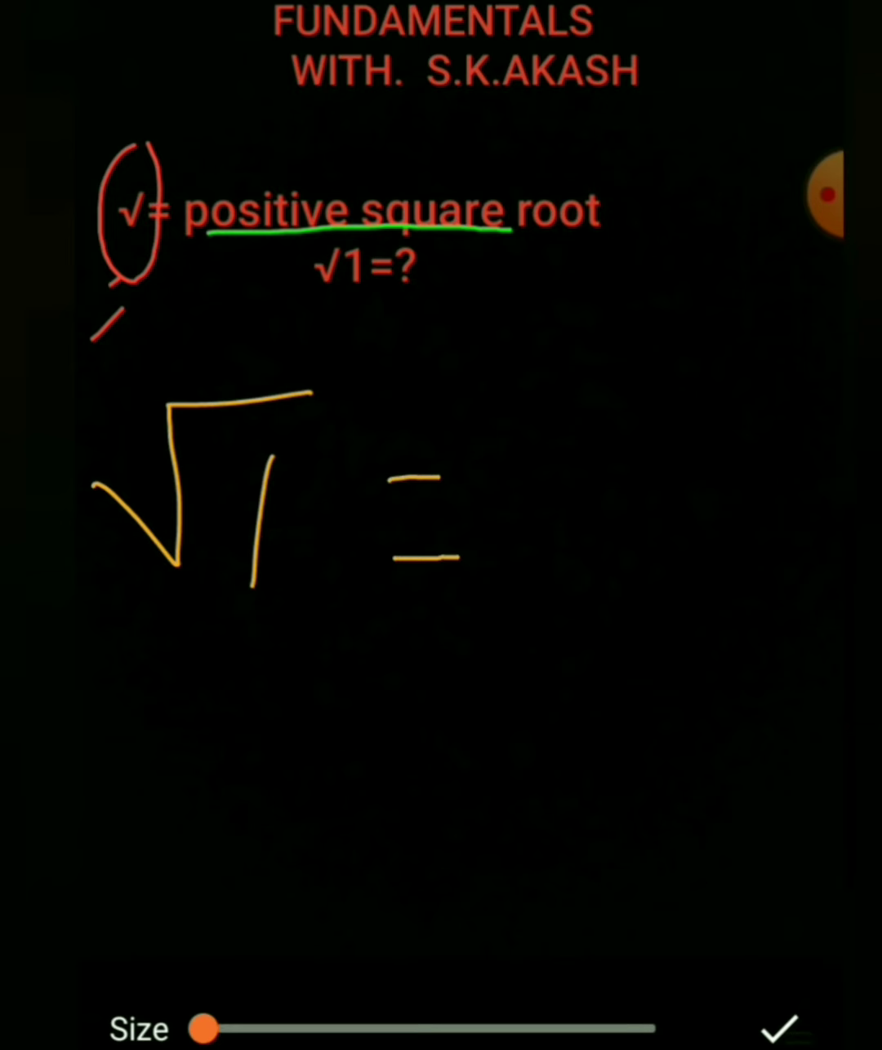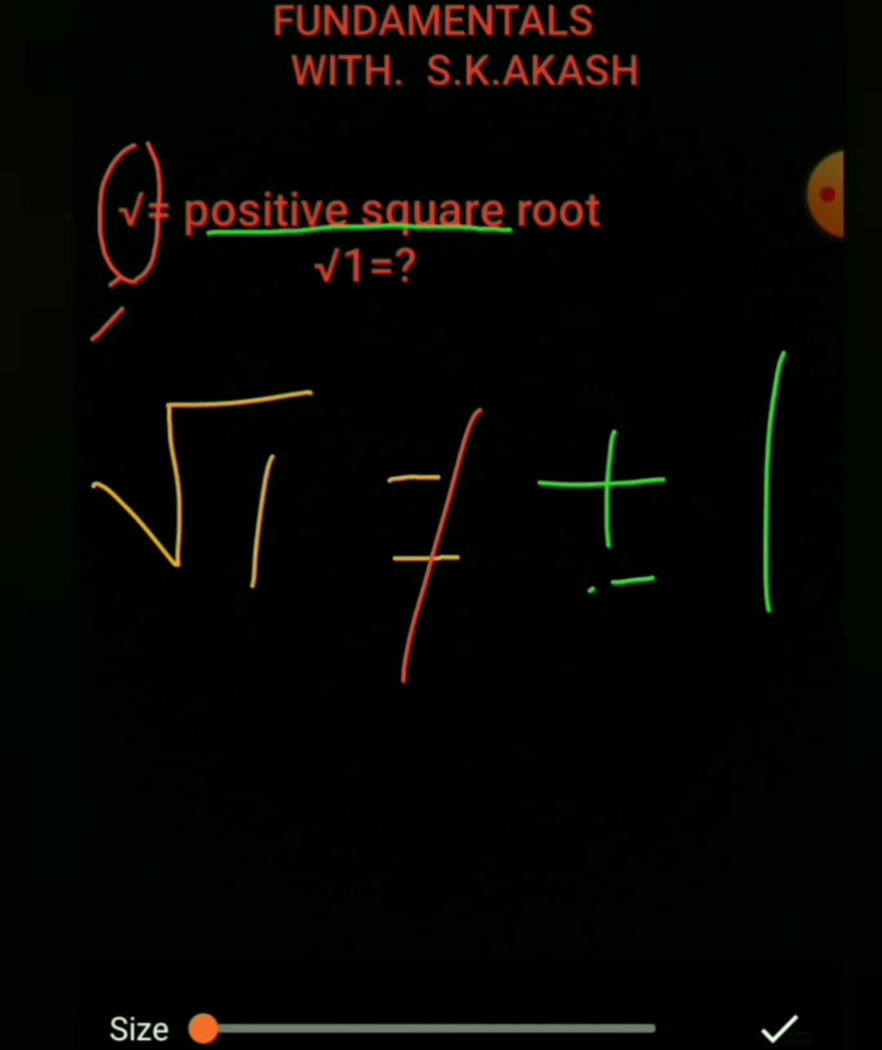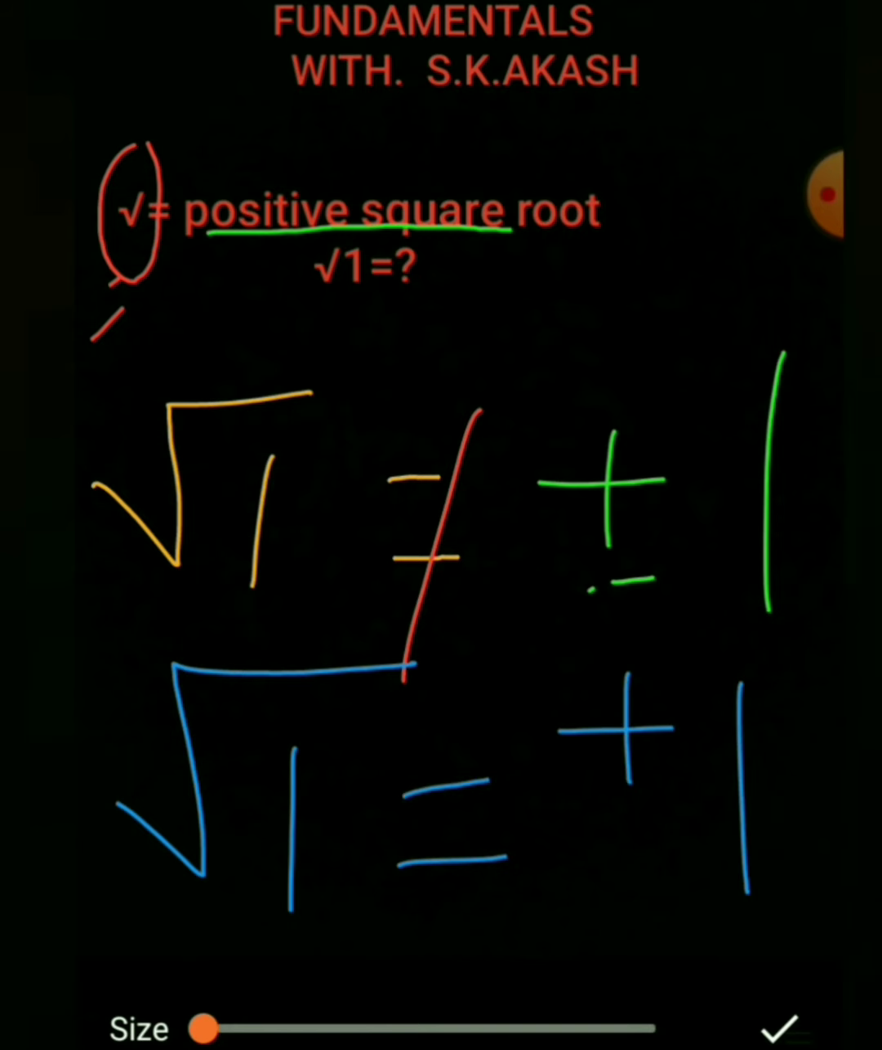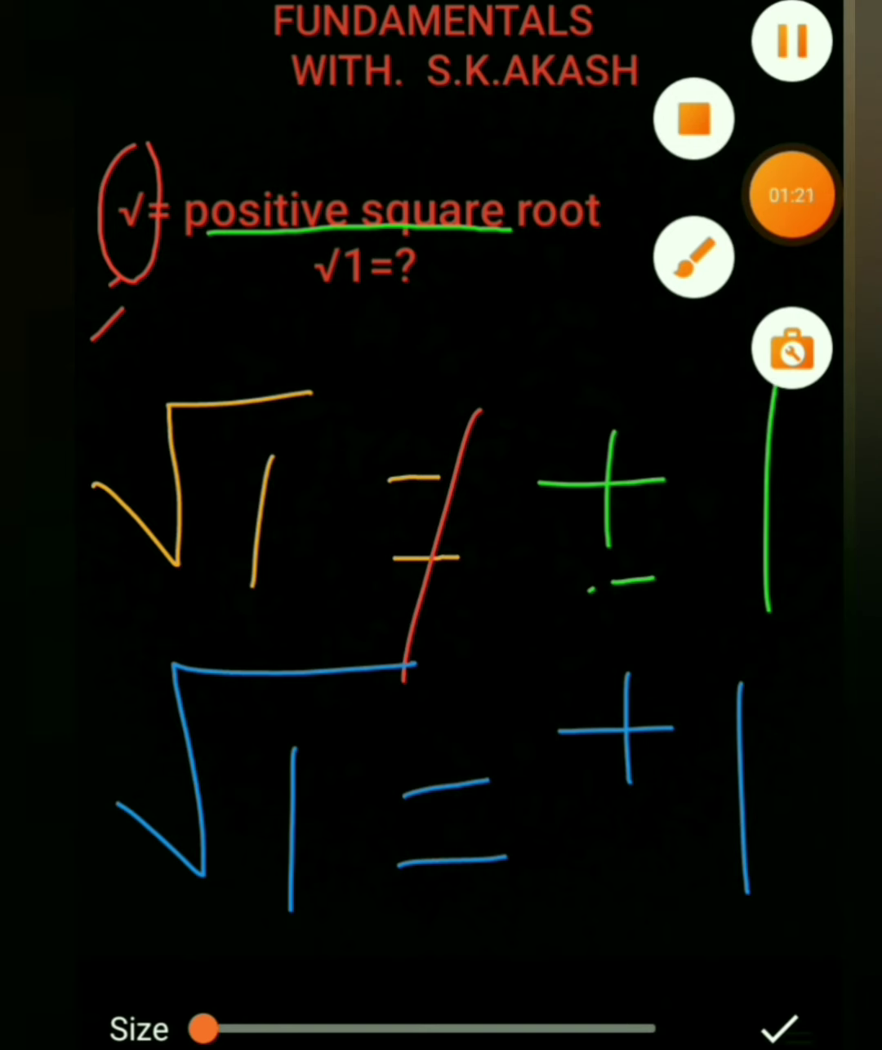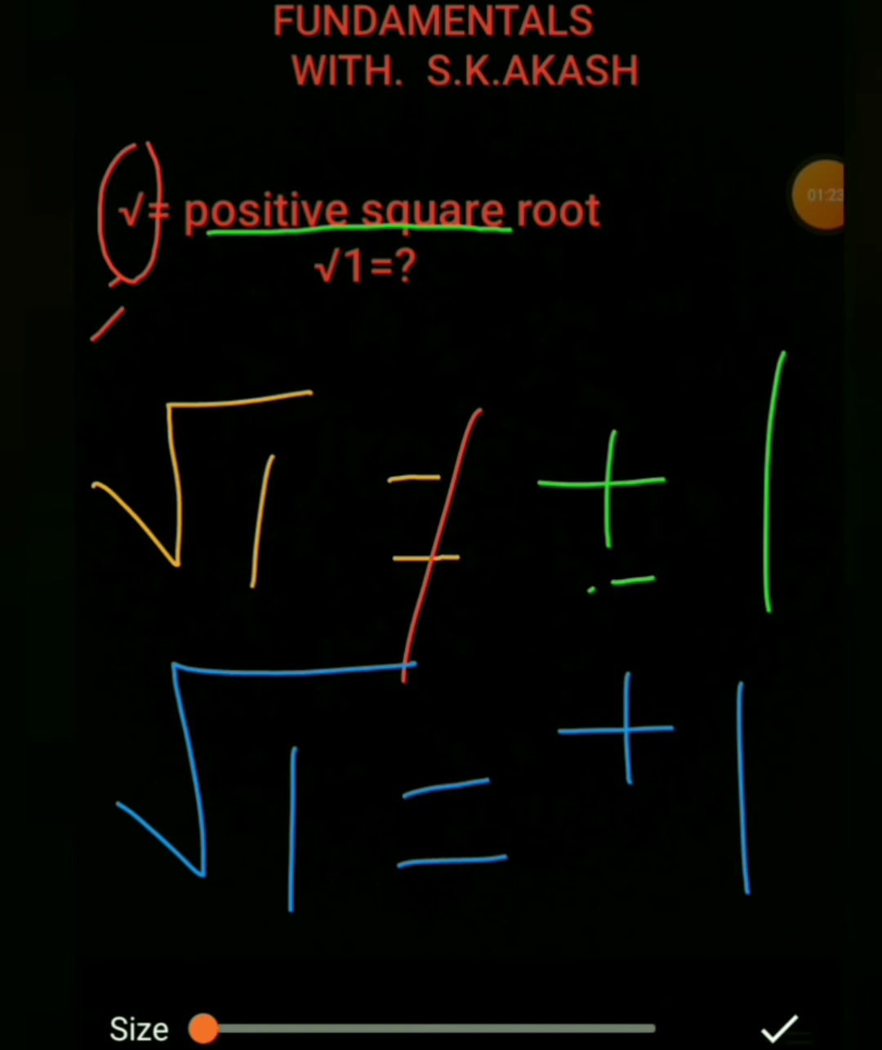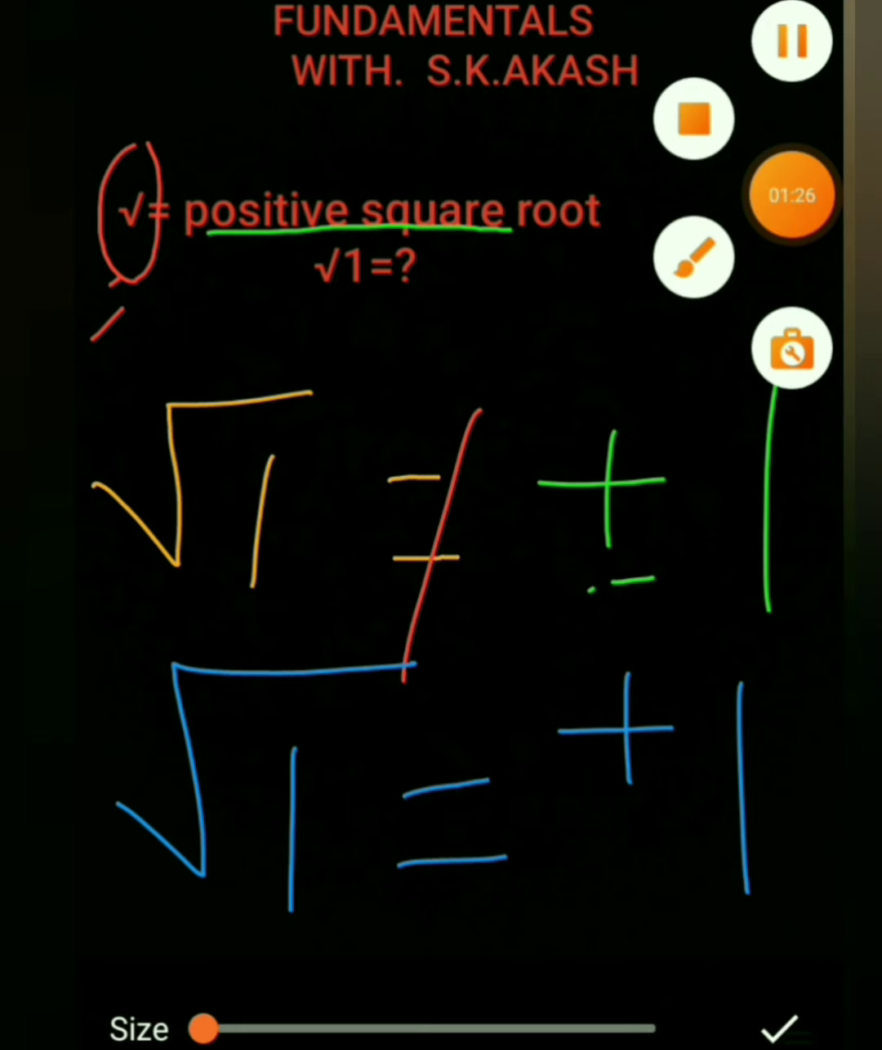Now, what is the value of root of 1? You will give the answer as plus or minus 1, but that's actually wrong. A root means it's a positive square root. So the correct answer is root of 1 equals positive 1. Clear? So the root always gives a positive quantity. It doesn't give a negative quantity.